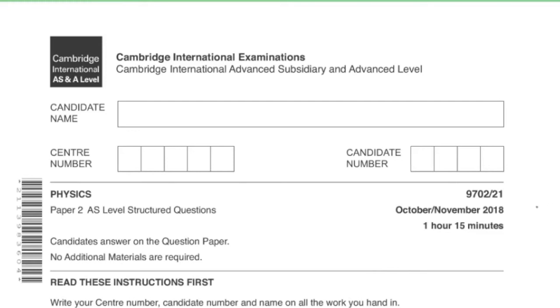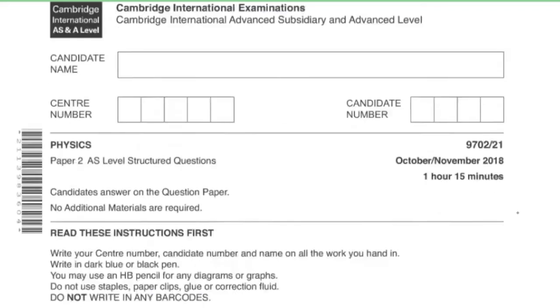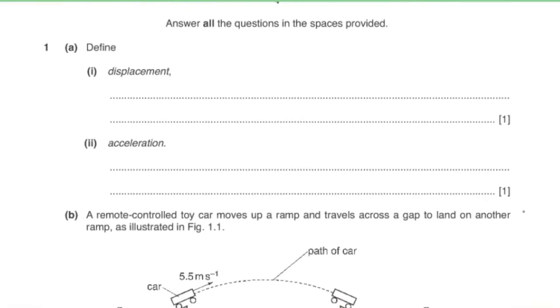Today I'll be solving Physics Paper 2 AS Level Structured Questions 9702 Paper 2 Variant 1 October-November 2018. Question number 1, Part A, define displacement. Displacement is distance in a specified direction.